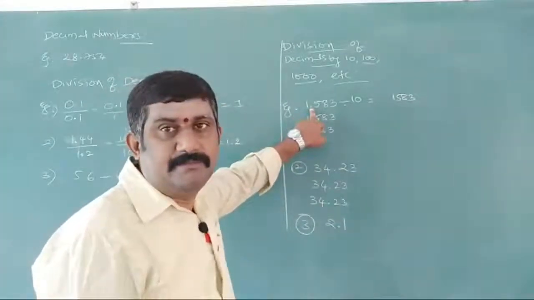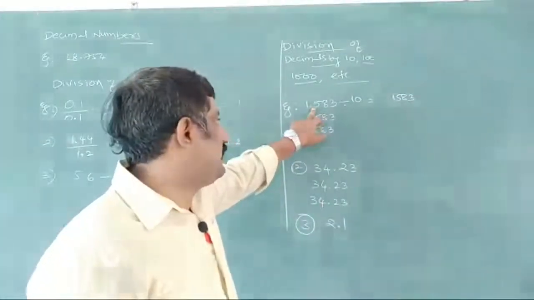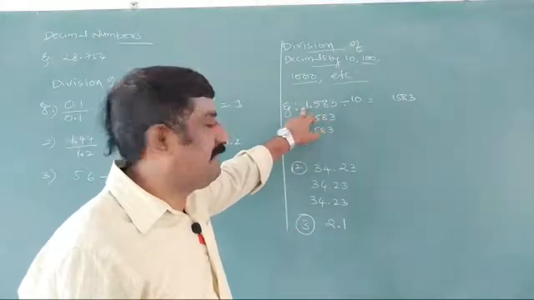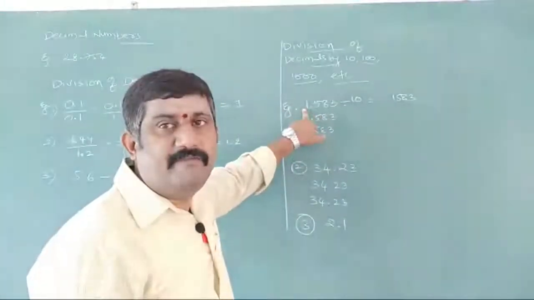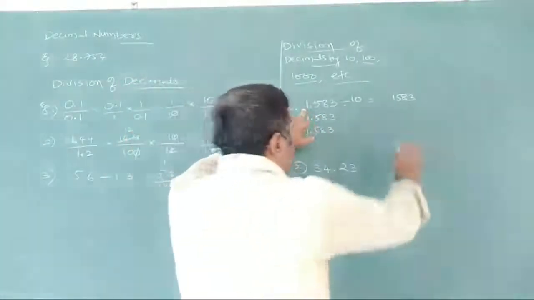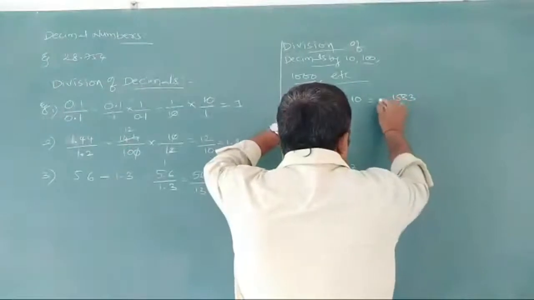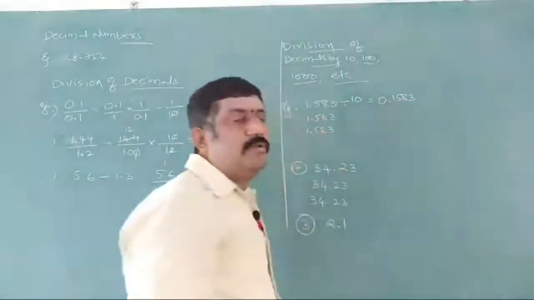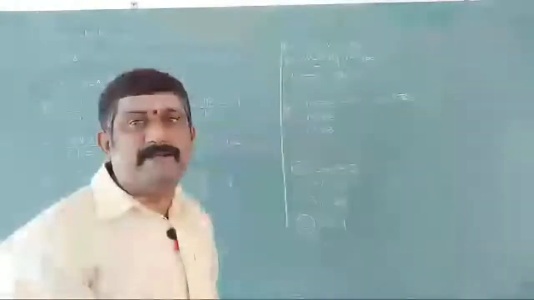Decimal we have here. Okay, so just move this decimal to the left side and it becomes before 1. So write down before 1, keep a point and just write down the integral part as 0. So simply, 0.1583.